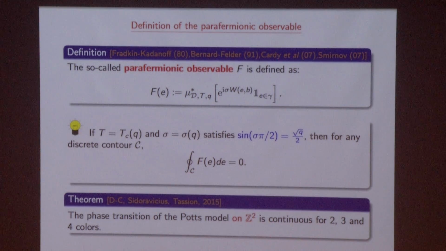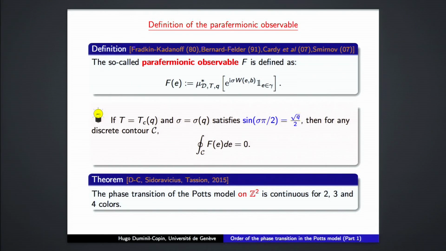I mean, this is a nice property. You can try to use it, and you can prove that, in fact, it implies the continuity of the phase transition for 2, 3, and 4 colors. So in some sense, it's really optimal for half the conjecture. You can get the continuous phase transition for this.